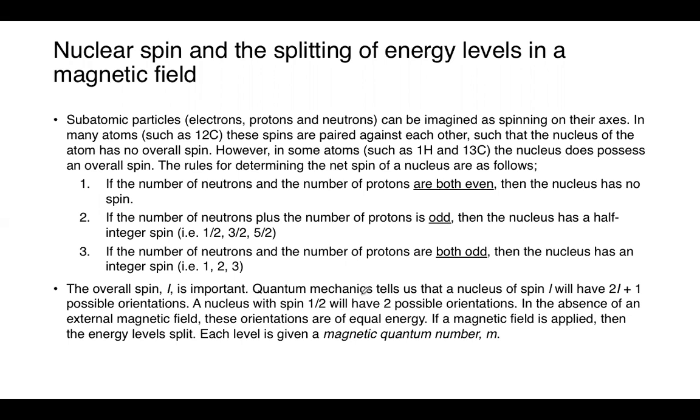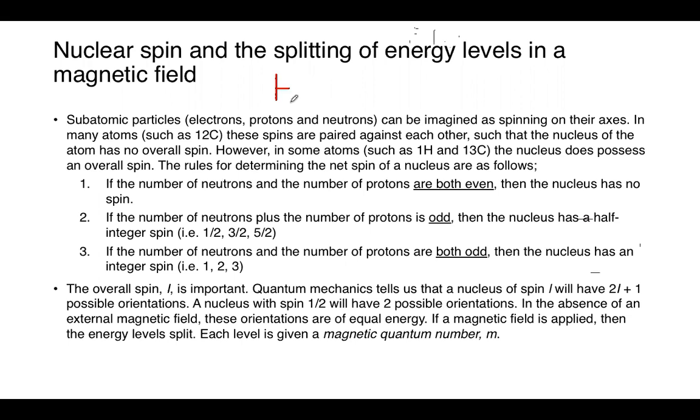This is kind of going back to our electron filling way back in general chemistry 1 or just basic chemistry. If the number of neutrons and the number of protons are both even, then the nucleus has no overall spin. If the number of neutrons plus the number of protons is odd, then the nucleus has a half integer spin, i.e. 1/2, 3/2, 5/2, etc. If the number of neutrons and the number of protons are both odd, then the nucleus has an integer spin, i.e. 1, 2, 3.